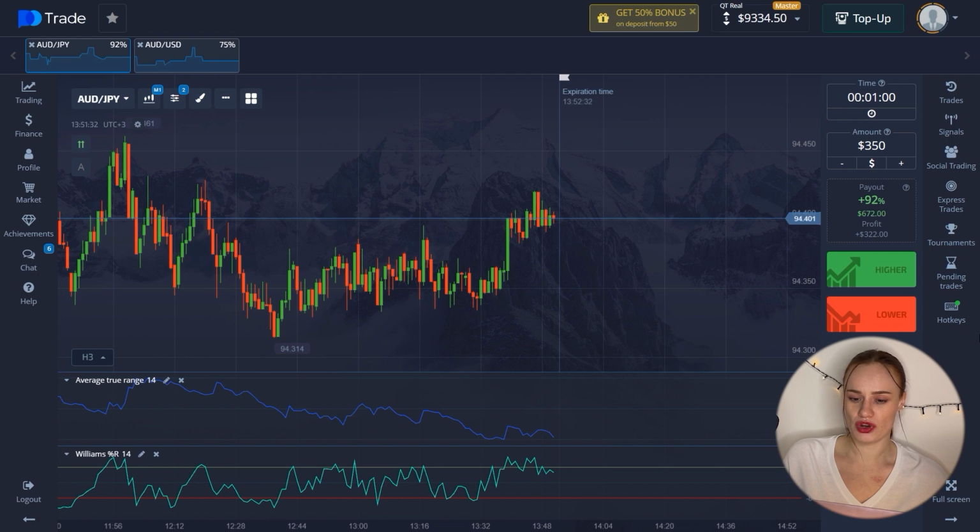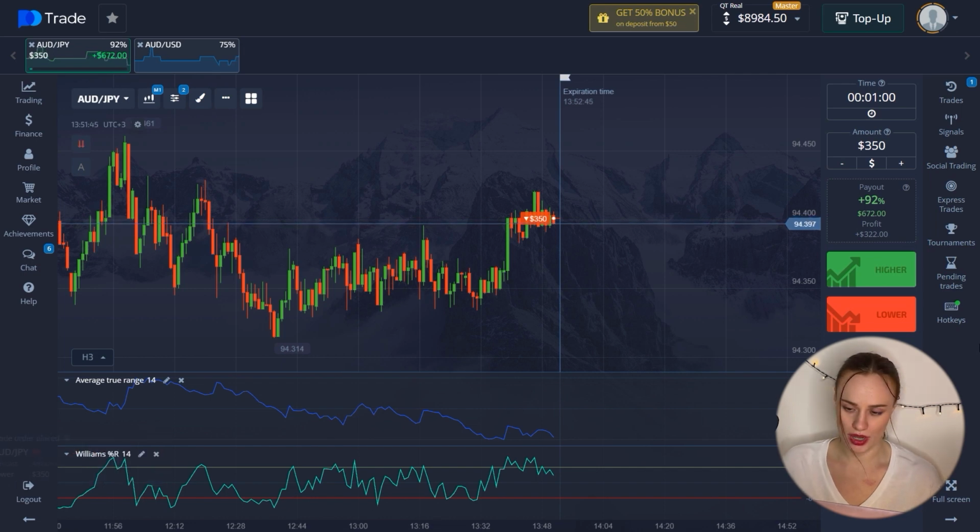No directional price movement in the market can last indefinitely. Sooner or later there will be a pullback or the price will enter a sideways movement. ATR will help us in finding similar pivot points. Let's go back to trading and open a new deal for a decrease of $350 for 1 minute.